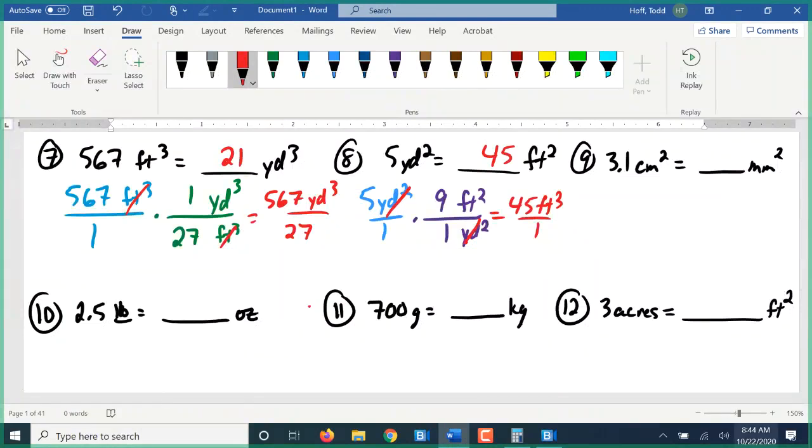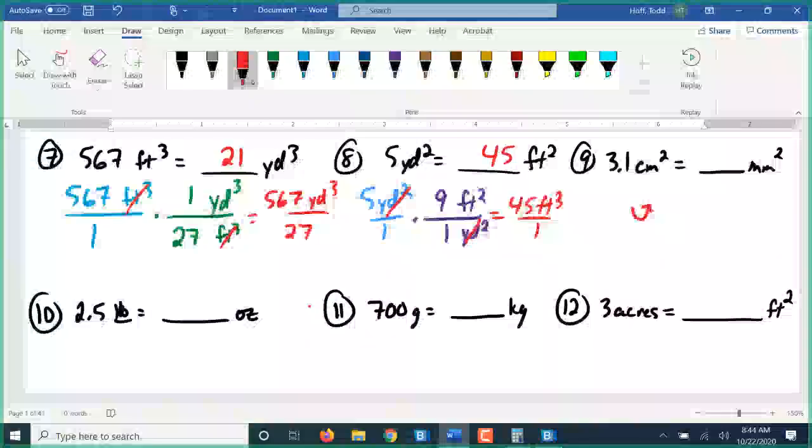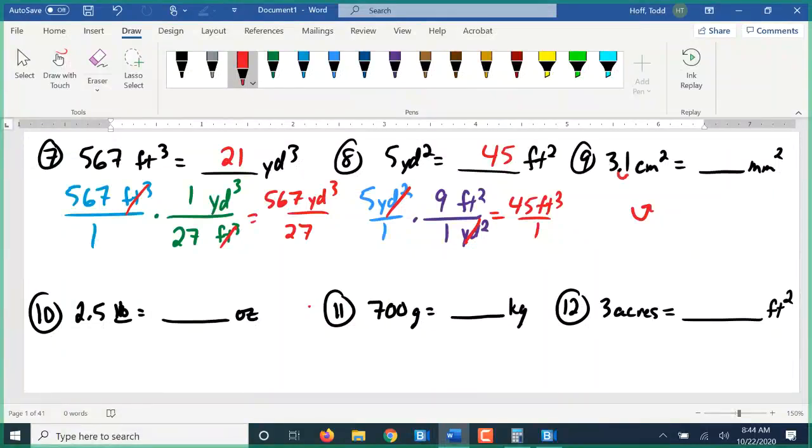Centimeters squared to millimeters squared. Centimeters to millimeters is one spot to the right on our metric chart. But being squared, every spot on the chart is 2 decimal places. So I've moved that decimal point 2 spots. That is 310 millimeters squared.